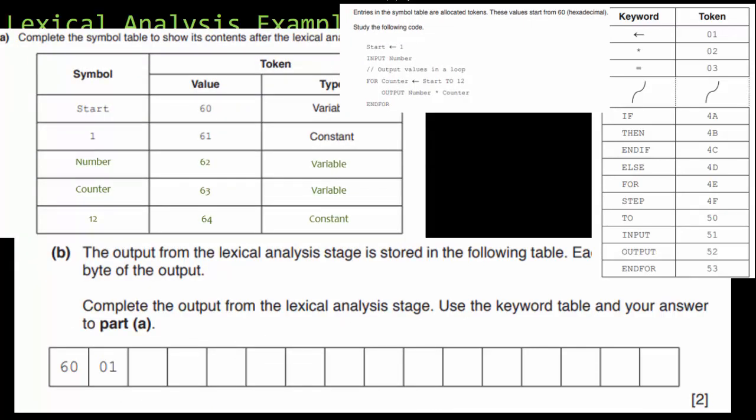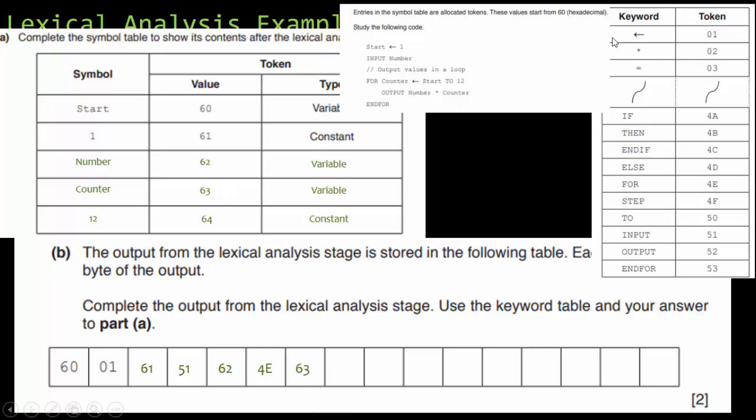So here we go. We start with start. Start, value of 60. That's where they got the 60 from. Arrow, 01. The next one is 1. Where's 1? 1 is in 61. Then I need input. Where's input? That's token 51. Input what? Input number. Number is on my symbol table, 62. Then I ignore the slashes because those are comments. I look for 4, F-O-R. That is in 4E. Then I'm looking for counter. Where's counter? Right here, 63.